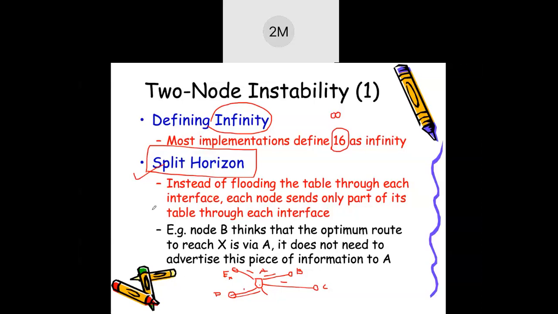Whenever multiple routers are connected, while exchanging the table, it will exchange the table except that particular node entry or that particular router entry. This is called split horizon. Got the point?